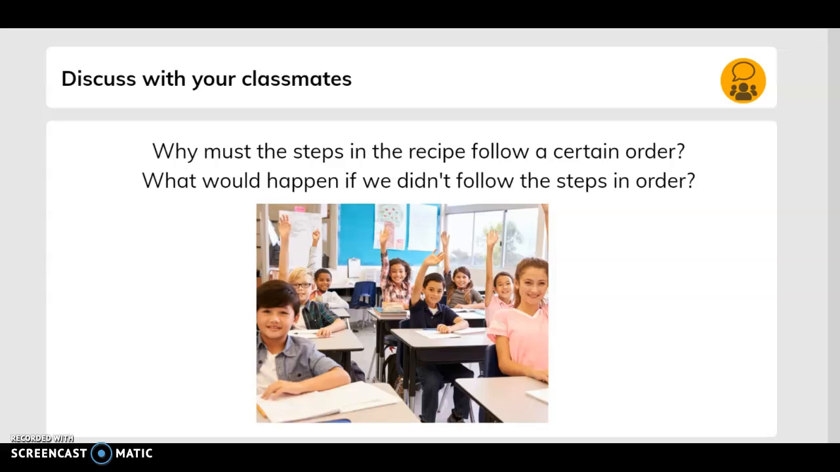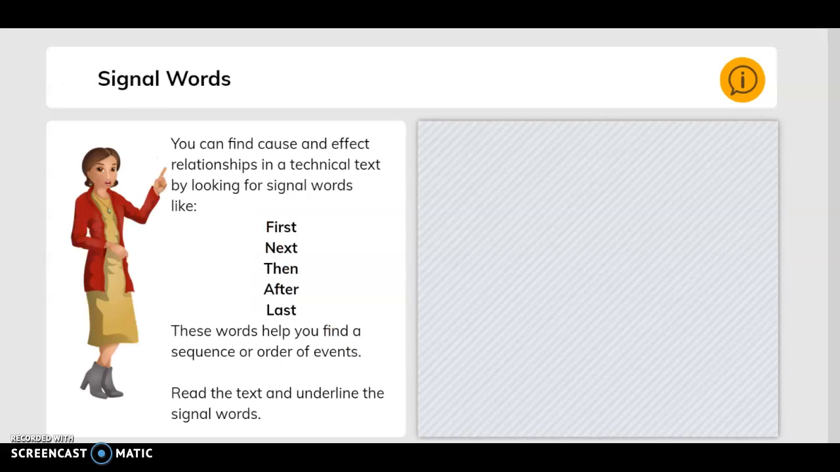Discuss with your classmates. Why must the steps in the recipe follow a certain order? What would happen if we didn't follow the steps in order? Signal words. You can find cause and effect relationships in a technical text by looking for signal words like first, next, then, after, and last. These words help you find a sequence or order of events.